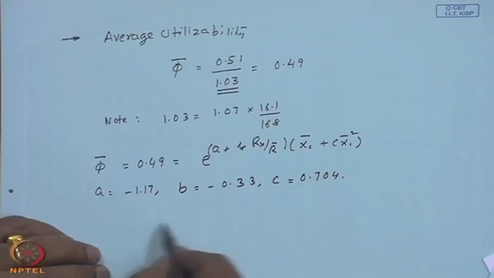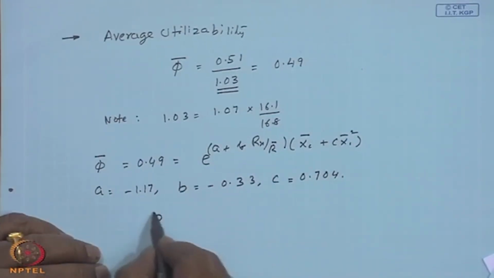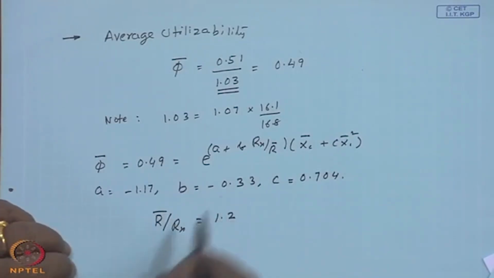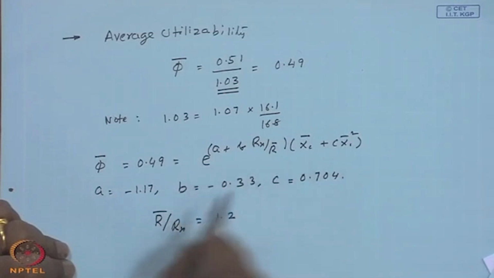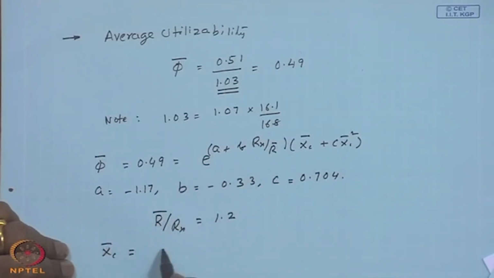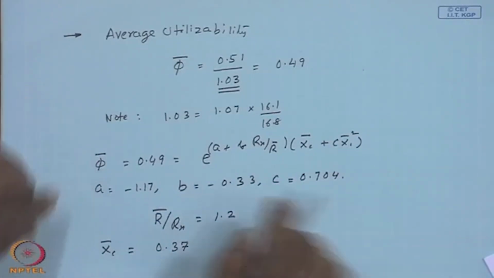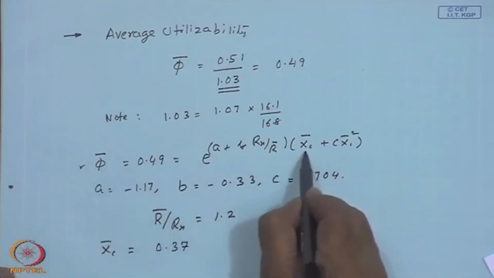So, r bar by r n, again you see, is 1.2. So, if I plug it in, everything is known to me. So, x c bar I back calculate, which will turn out to be 0.37. So, this is an equation set up to calculate x c bar.